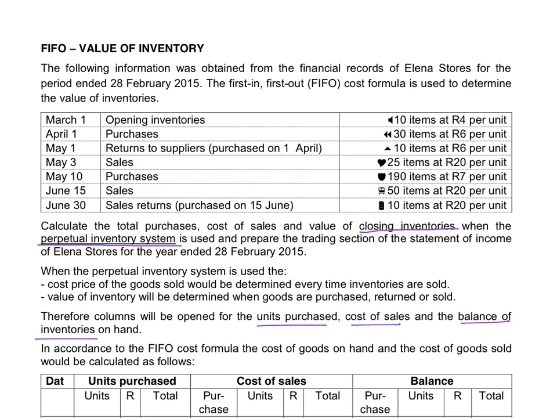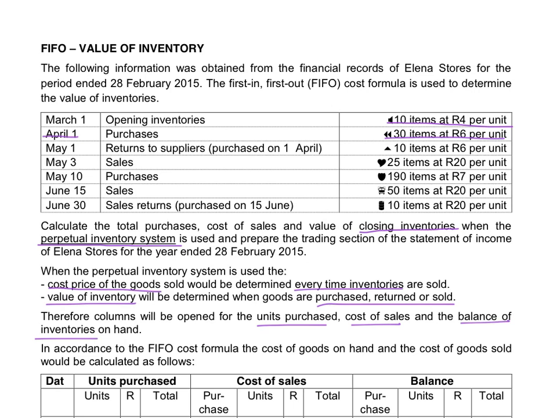When the perpetual inventory system is used, the cost price of the goods would be determined every time when inventories are sold. That's very important. The value of the inventory, so what is available when goods are purchased, returned, or sold, will also be calculated every time. So if we look at these entries, the first one indicates that there are 10 items at R4 each.